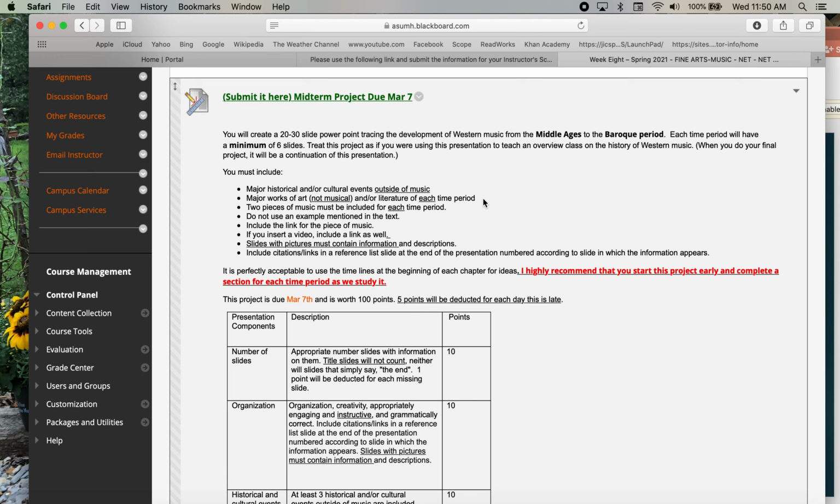Two pieces of music, meaning you include a video and a link. Include the same link for that video, because sometimes when I receive these, I can't open the video. If you have the link, I can at least open the links, and I do open them. I check to see what you've posted for that time period. Also 2 composers for that time period. And then the other thing is stylistic features of that time period.